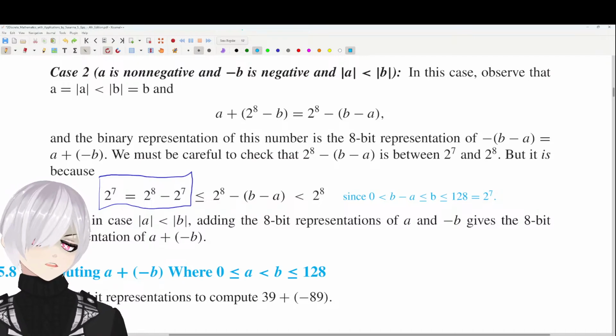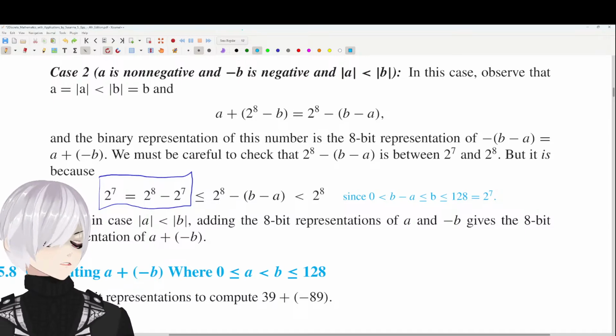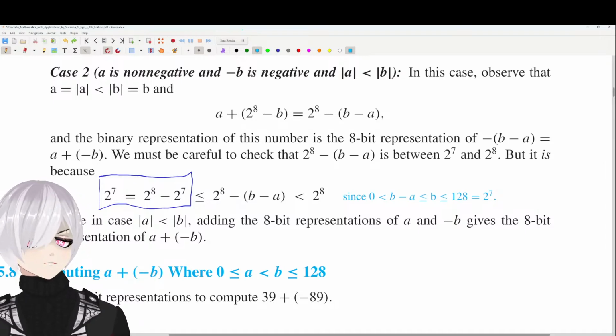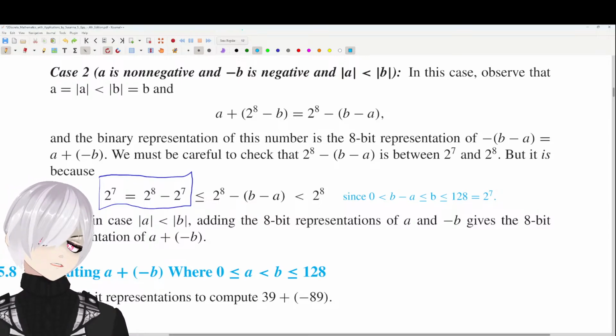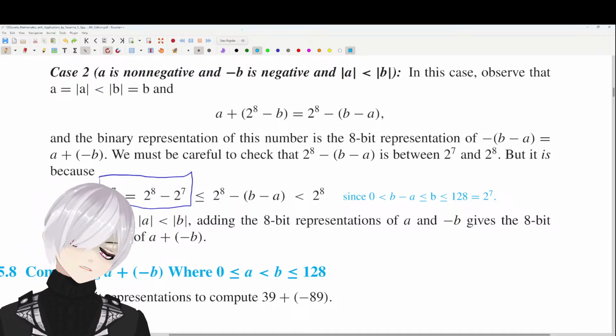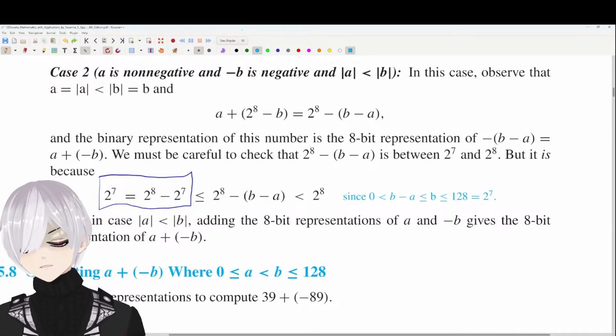So we're taking 2 to the 8th and subtracting from it something that's positive and less than or equal to 128. So that's giving you something less than 2 to the 8th. Also, did you know 2 to the 8th minus 2 to the 7th is 2 to the 7th? Yeah, 256 minus 128 is 128.